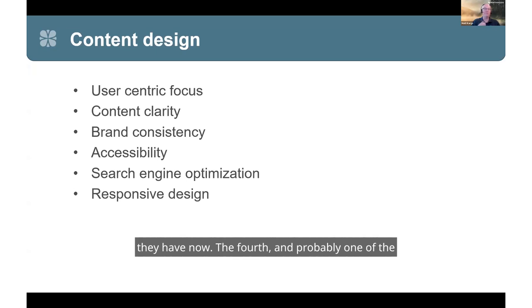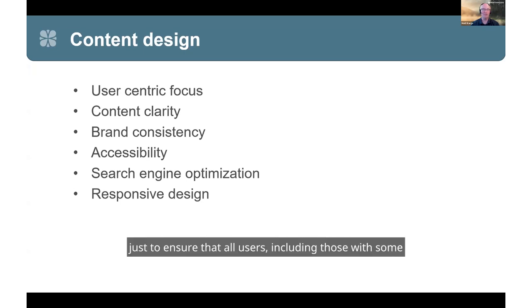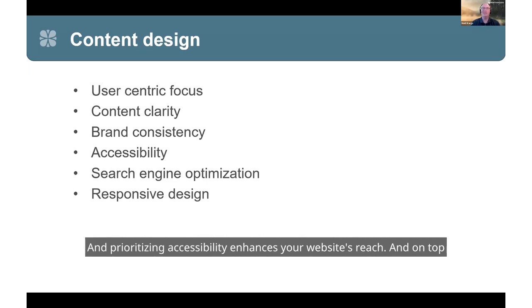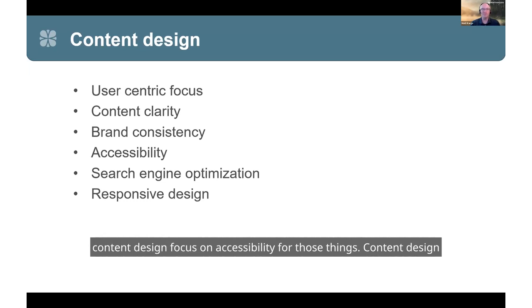The fourth and probably one of the most important pieces is accessibility. Content design considers accessibility guidelines just to ensure that all users, including those with some level of disability, whether that's vision or mobility, can access and engage with your content. And prioritizing accessibility enhances your website's reach. On top of that, it just demonstrates a commitment by your business to be a good member of your community. It's a really important thing. And so I really recommend your content design focus on accessibility for those things.